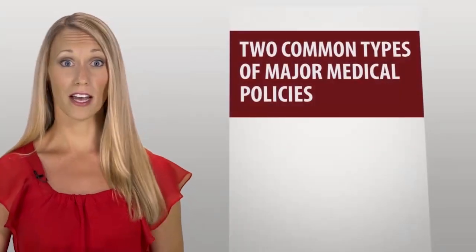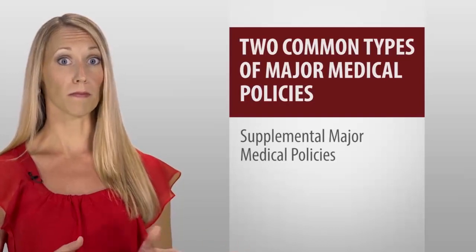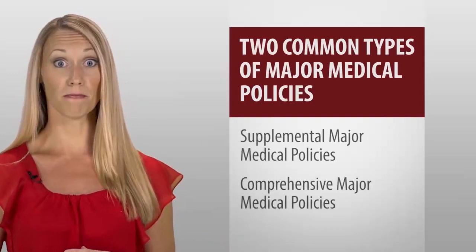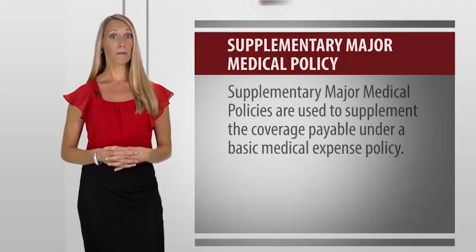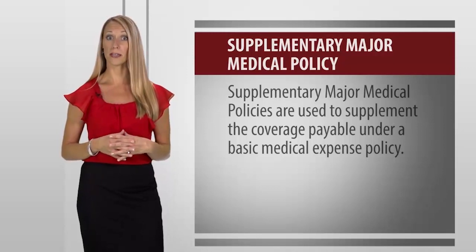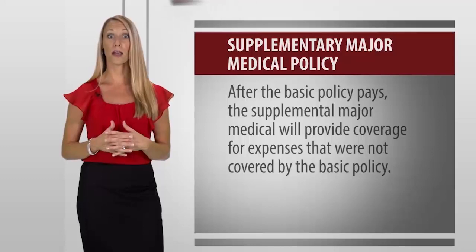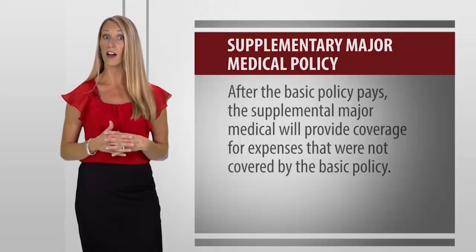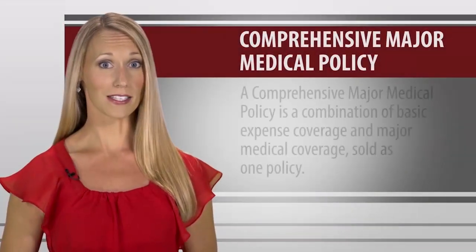There are two common types of major medical policies available: supplemental major medical policies and comprehensive major medical policies. Supplementary major medical policy. Supplementary major medical policies are used to supplement the coverage payable under a basic medical expense policy. After the basic policy pays, the supplemental major medical will provide coverage for expenses that were not covered by the basic policy.